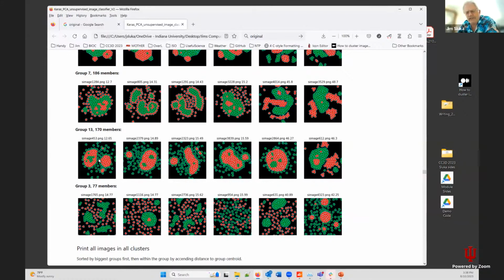How long does one of these simulations take? On my desktop, it only takes like 10 minutes or so. Oh, wow. Okay. Not bad. Yeah. So it would be possible to do thousands of simulations. Yeah.